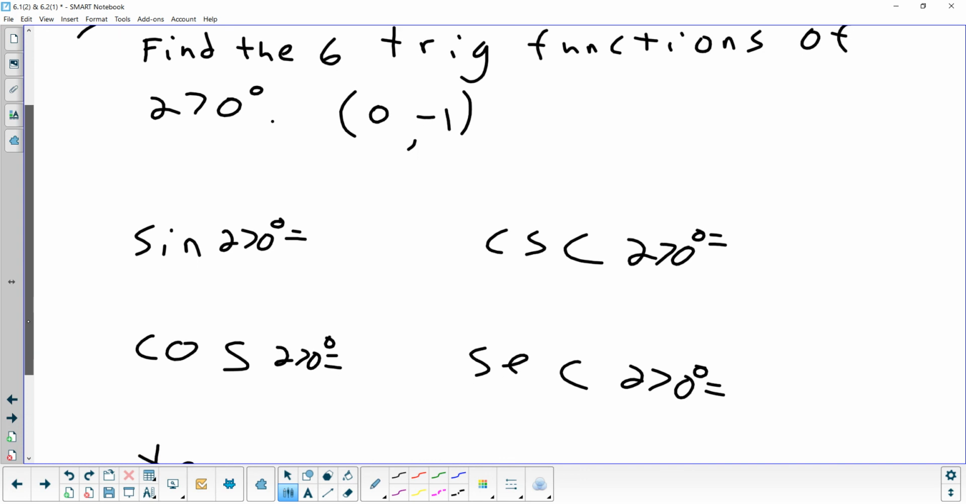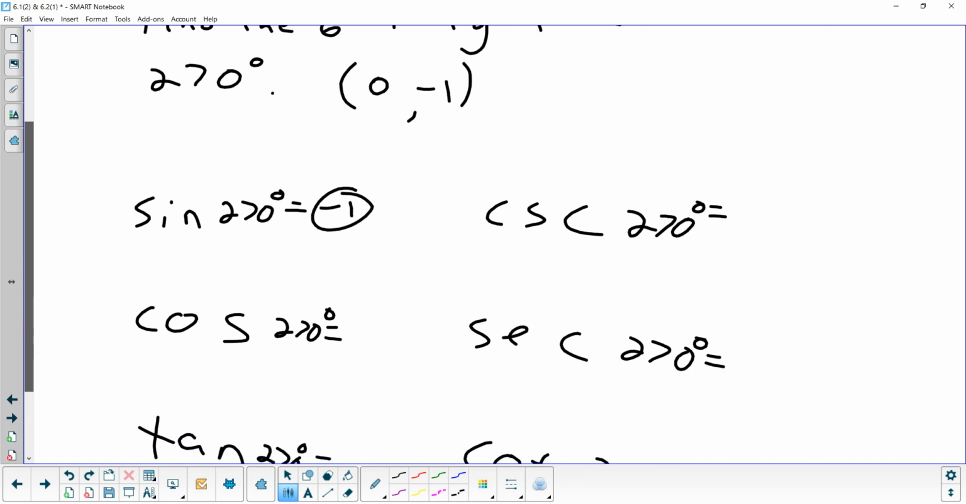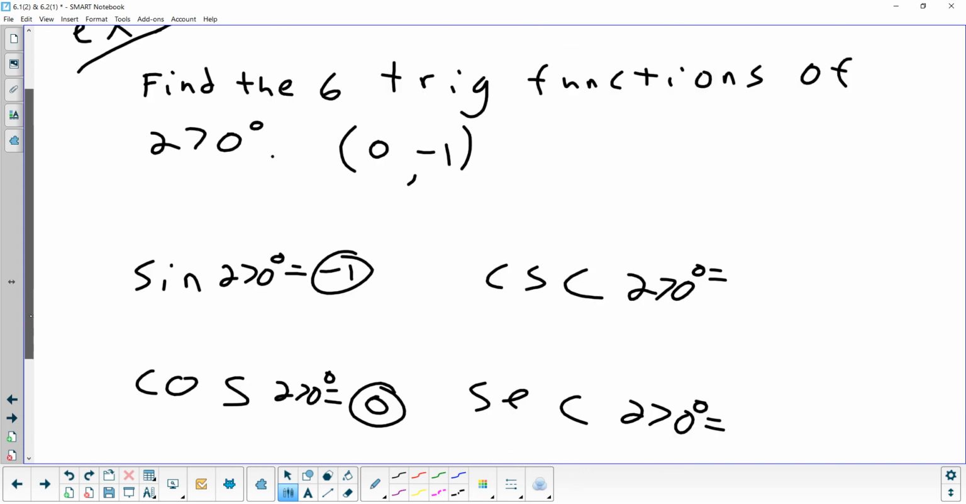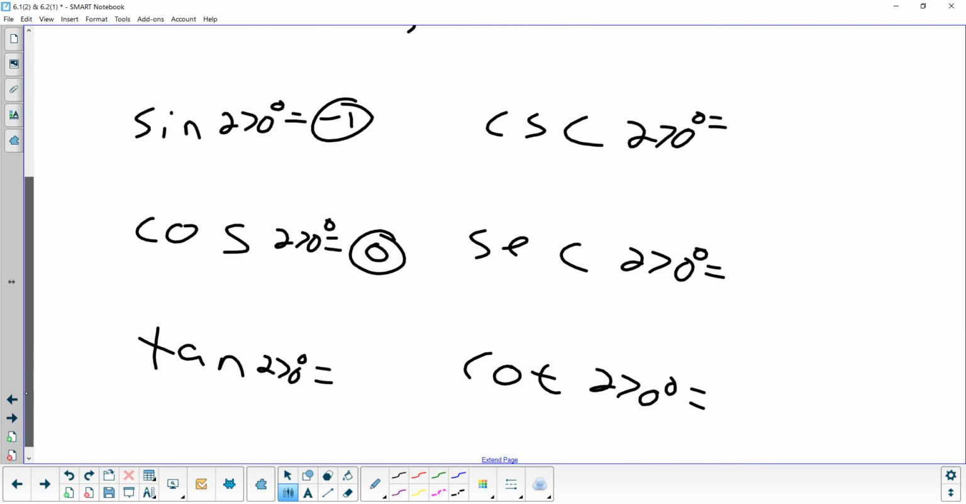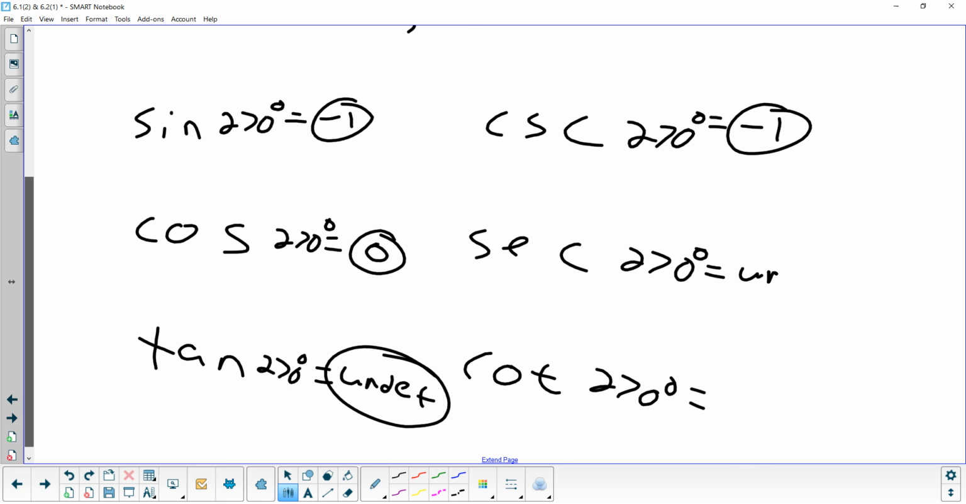What would the sine be? -1. Cosine? 0. Tangent? Undefined. There's not a lot of variety in the answers for the quadrantal angles. The only choices are 1, -1, 0, undefined, every time. Cosecant of 270? Secant? And cotangent? 0. Questions on that?